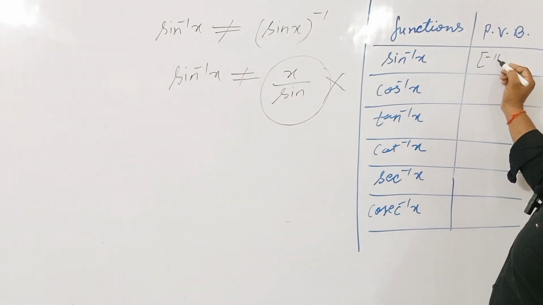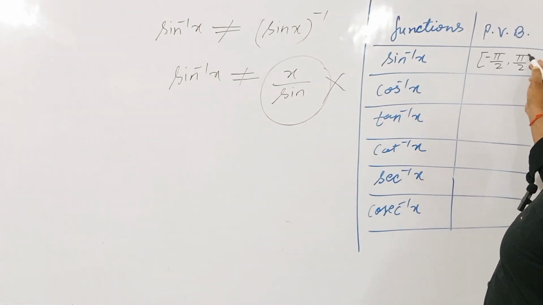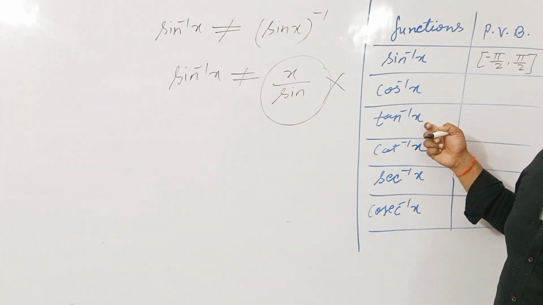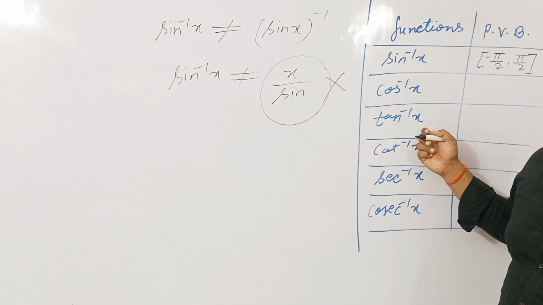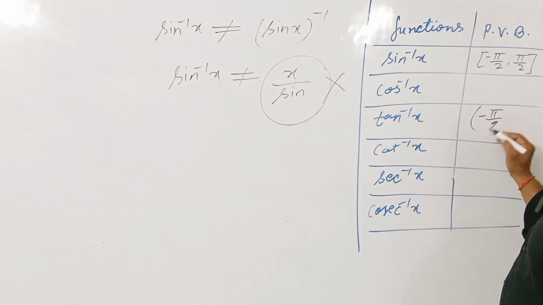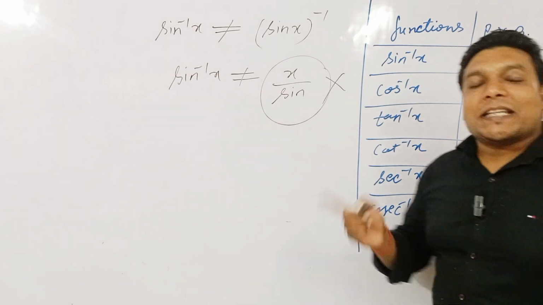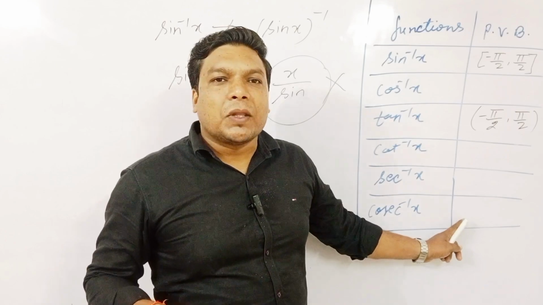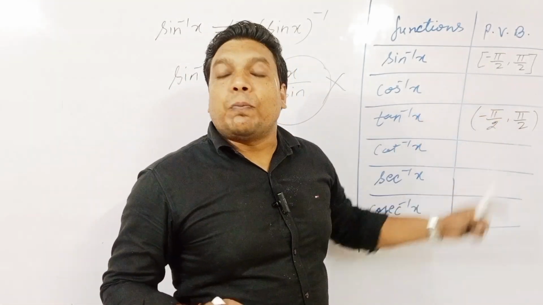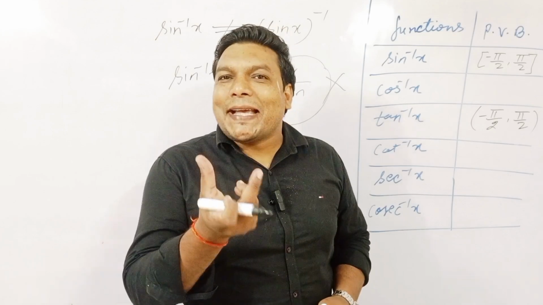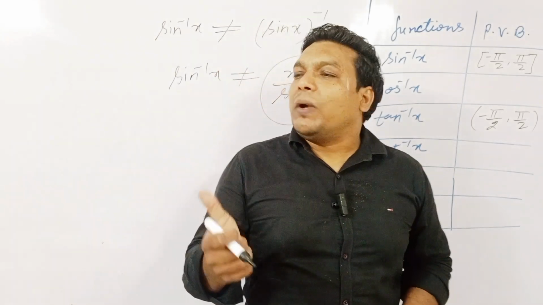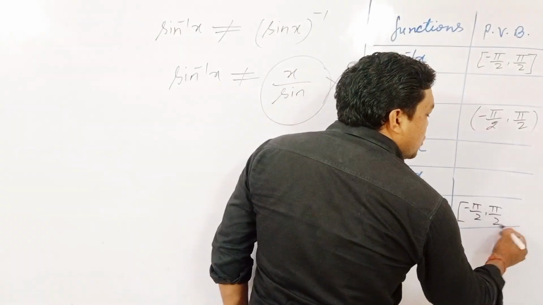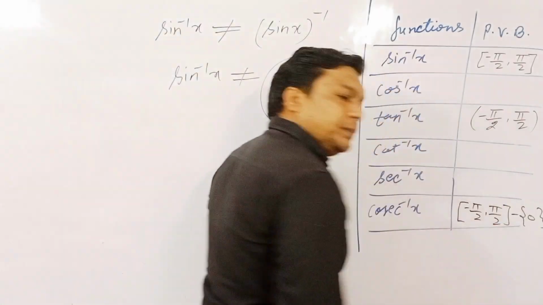PVB of sine inverse x, we already know it is the closed interval minus pi by 2 to pi by 2. Next we will see PVB of tan inverse x. It is the open interval minus pi by 2 to pi by 2. Next, PVB of cosec inverse x will be the closed interval minus pi by 2 to pi by 2 minus 0, because cosec x has a problem where sin x is 0, and sin x is 0 at x equals 0.